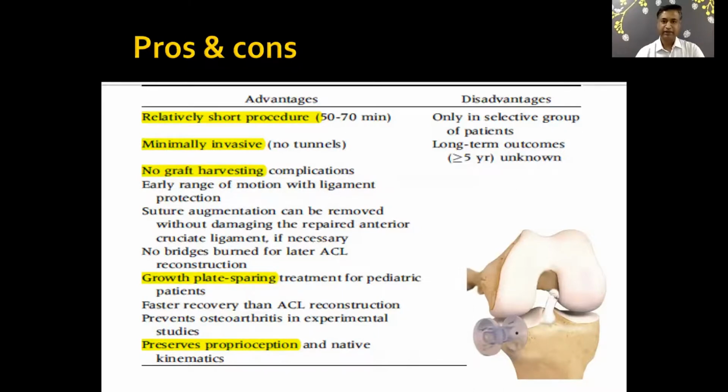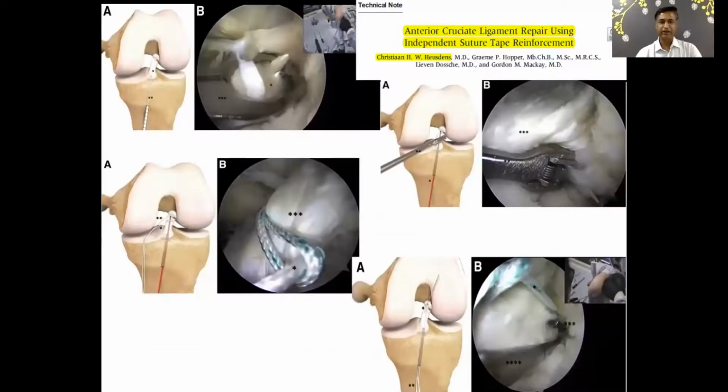But the only disadvantage is that you should have a proper selection of the patient, and still the long-term results are awaited in the literature. So this is the simple technique where, and then fix it over the femoral side, and also they do an additional reinforcement, that is internal bracing using a suture tape.